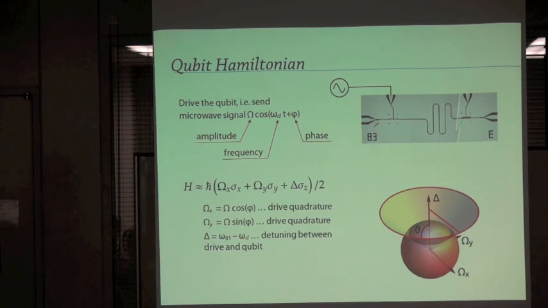In our case, the in-plane components of the B field, omega x and omega y, are the two quadratures of the drive. So by changing the amplitude and the phase of the drive, we're able to control the B field in the plane. The third component of the B field is the detuning between the drive and the qubit. So by changing the frequency of the drive, we can change the Z component of our B field.